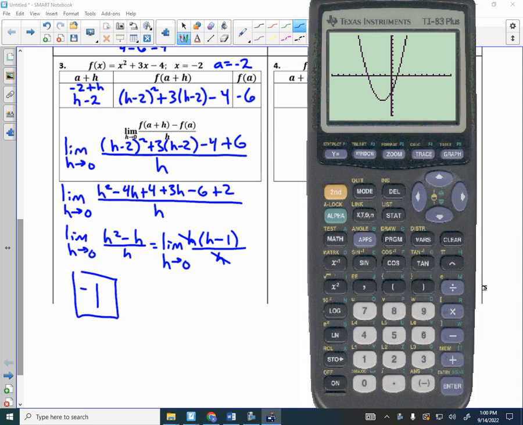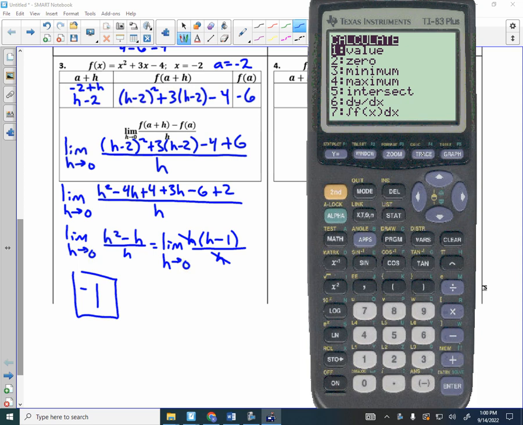So if I go back 1, 2, you can see here, who knows what the slope is at that spot. There's an option on your calculator that shows you the slope, which is really cool. Second, calculate. Now, in this class, last year, we talked about value, zero, min, max, and intersect. Numbers 6 and 7 are reserved for just calculus topics.